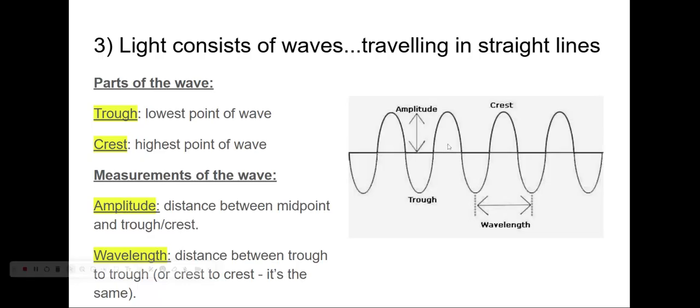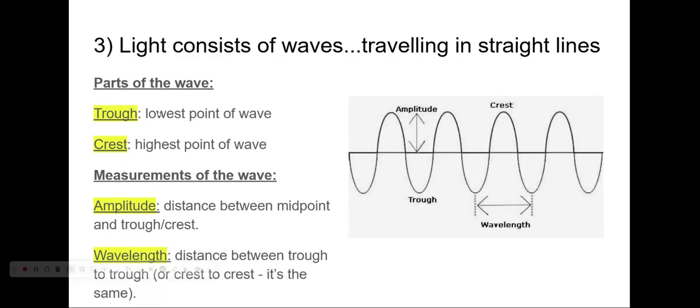Okay, parts of a wave, well, the top of a wave, we call that the crest, and the bottom of a wave, we call that the trough. Okay, when you measure from trough to trough, or from crest to crest, we would say that's the wavelength.